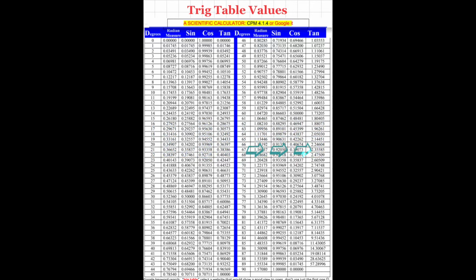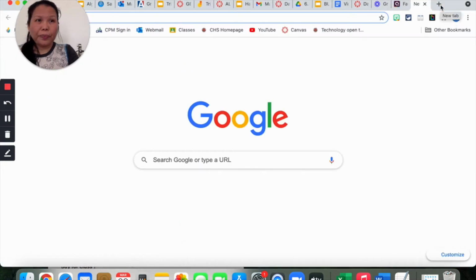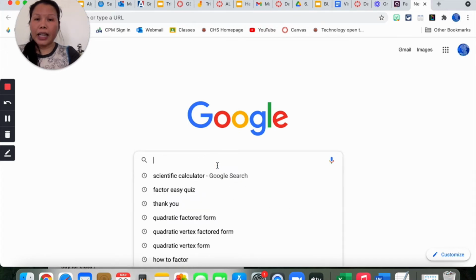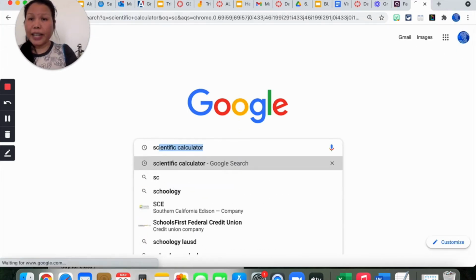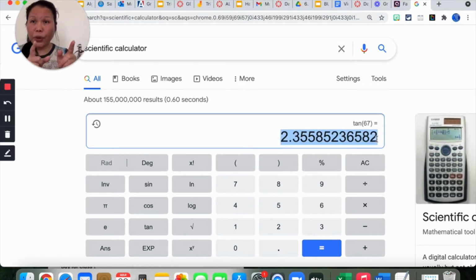There is a quicker way to get the trig table values, and that is using a scientific calculator on your phone, or you can use an online scientific calculator, but you have to be careful. I just open a new tab, type in scientific calculator, hit enter. I get my first calculator, make sure that degree is selected, then you can use tangent 67, close the parenthesis or just hit enter: 2.355. Double check with the trig table values first on a couple of them and make sure that you're on the correct mode, the degree mode.